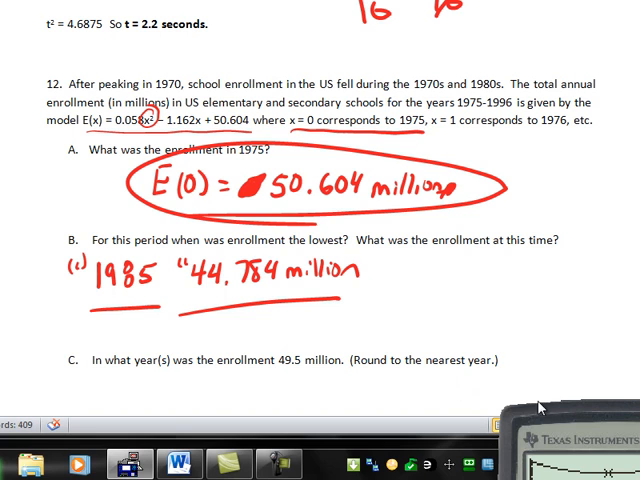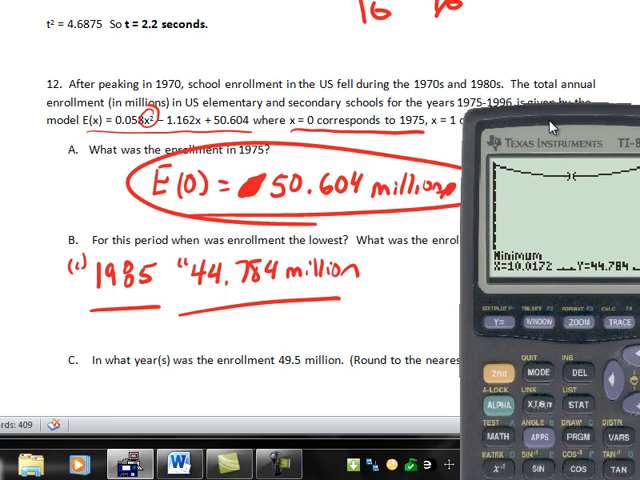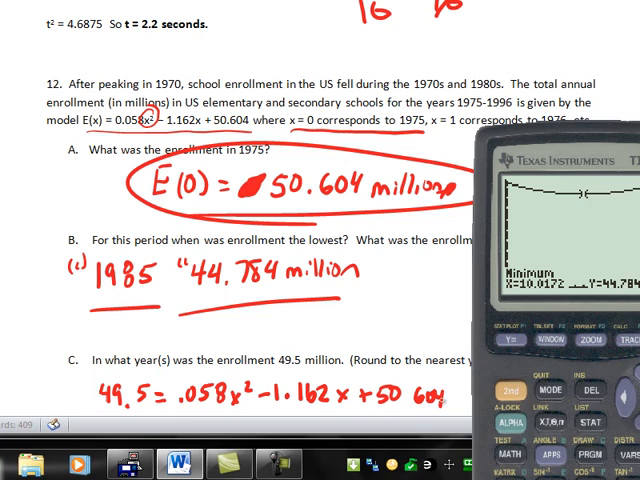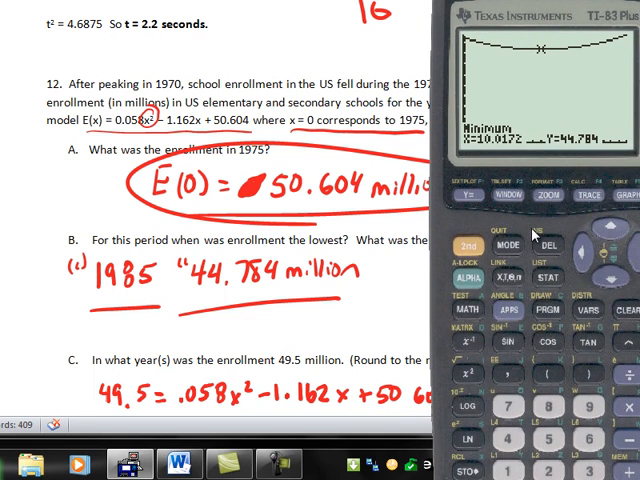In what year was the enrollment 49.5 million? What are we really solving here? We're really saying 49.5 equals that whole right side, 0.058x squared minus 1.162x plus 50.604. You know me, I'm going to use the calculator to do this one. I am not going to try to solve that with the quadratic formula. You'd have to set this to 0 and use quadratic. Not worth it for this case.